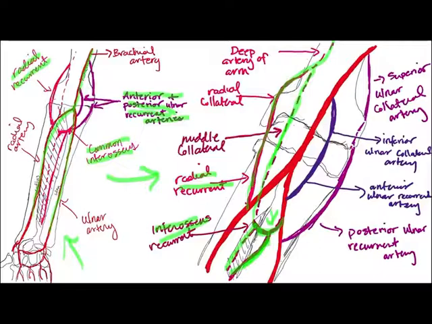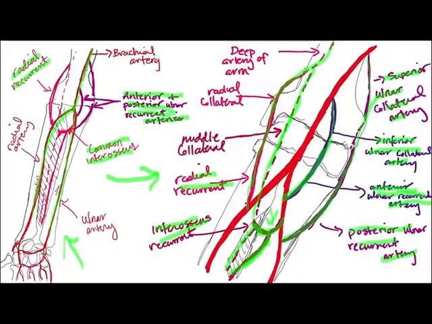On the ulnar side, we see that the brachial artery sends off two branches, the superior ulnar collateral artery that will go posteriorly and become the posterior ulnar recurrent artery, and the inferior ulnar collateral artery that will run anteriorly and become the anterior ulnar recurrent artery, both of which will ultimately merge with the ulnar artery.